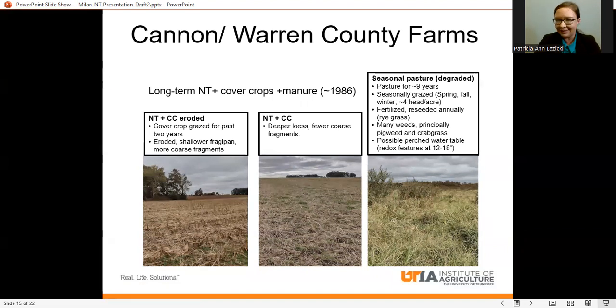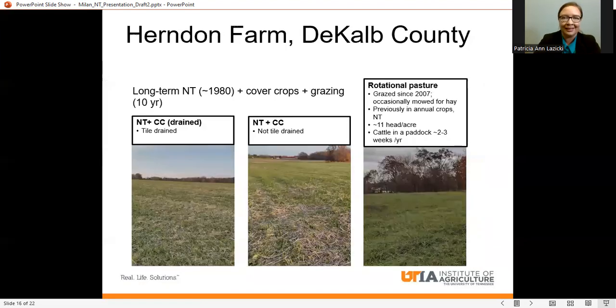It was a pretty degraded pasture, not much ryegrass on there and mostly weeds. And we also found that it probably had a perched water table. It tended to be moister. We saw some redox features.